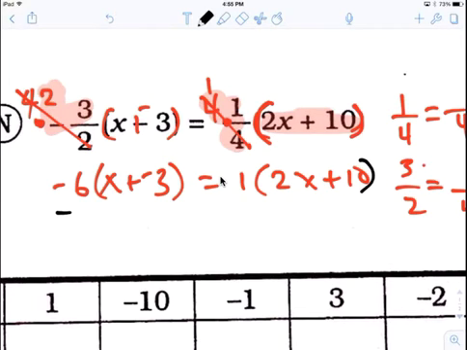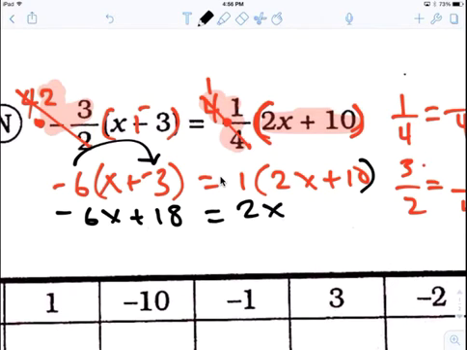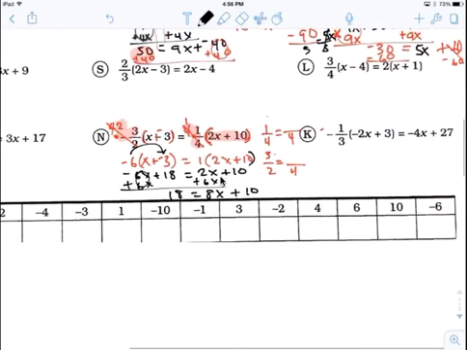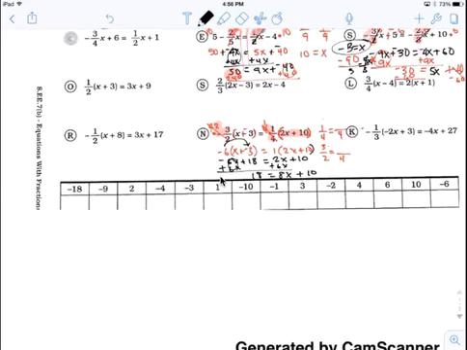Most of you know how to do this. Negative 6x, positive 18, 2x plus 10. Okay, so you add 6x. 0 plus 18 is 18 equals to 8x plus 10. And then subtract 10, you get 8. X is 1.